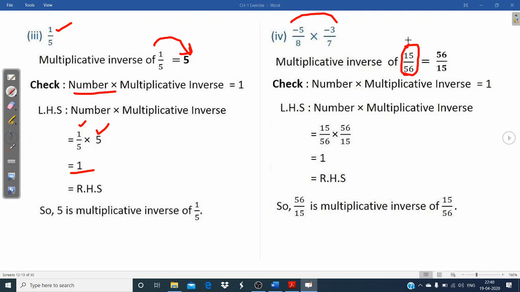When you find the multiplicative inverse, it means the reverse or reciprocal. So the value will be 56 upon 15. And if you want, you can check this also. When a number is multiplied by its multiplicative inverse, you get the final answer 1.